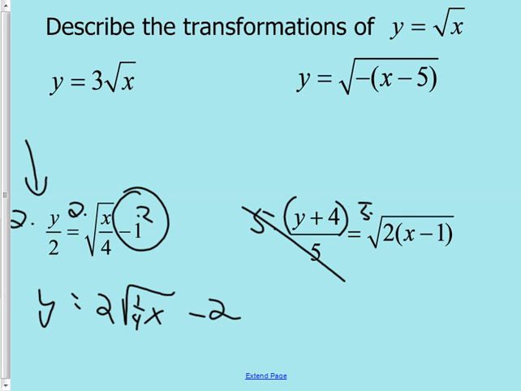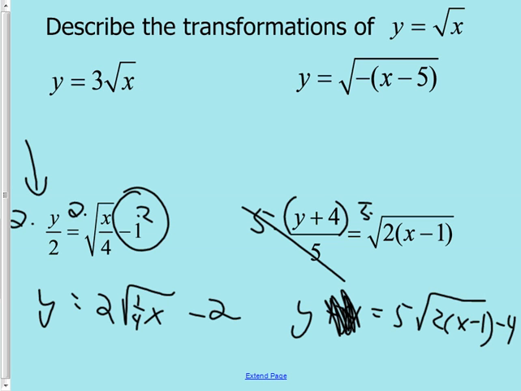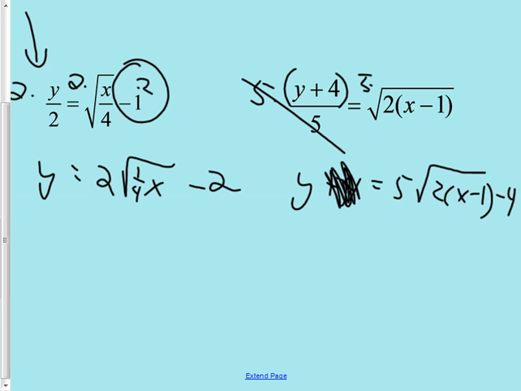That cancels that. Now I have y plus 4 equals 5 times the square root of 2x minus 1. And then I subtract 4 from both sides, minus 4. This is gone. And there's my answer: 5 times the square root of 2 times the quantity x minus 1, and then minus 4. And then what order would you do them in?